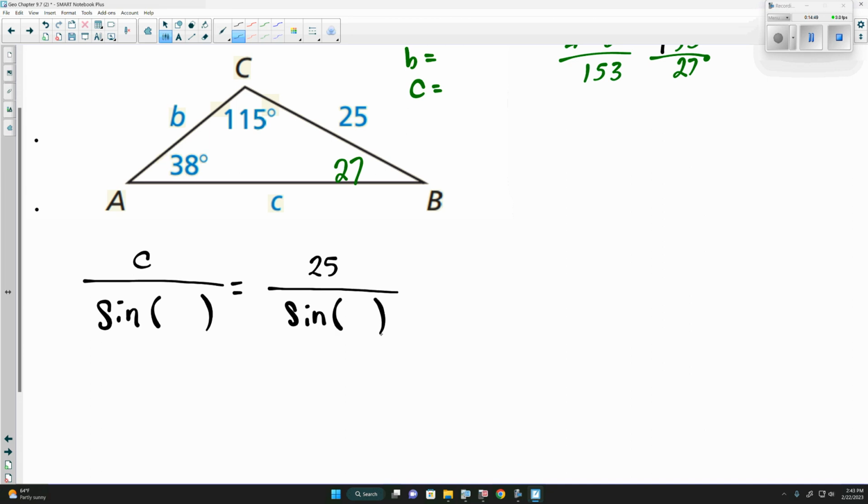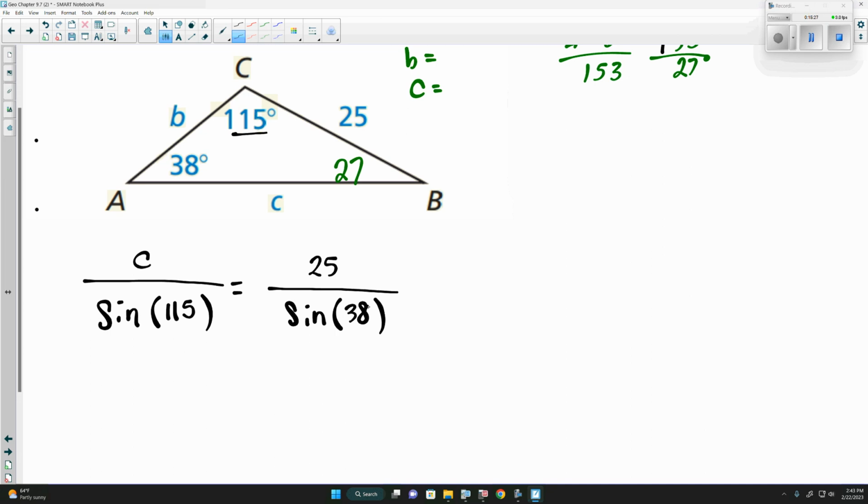On bottom, we're going to have sine of the angle opposite that side. So the angle opposite side c is what? So we'd have c over sine of 115. The angle opposite the side length of 25 is 38. So we have 25 over sine of 38. So we have a over sine of A is equal to c over sine of C, where angle C is 115, angle A is 38, and side length a is 25.